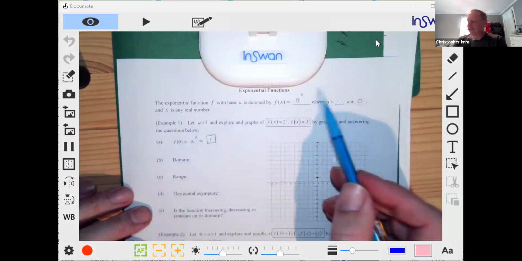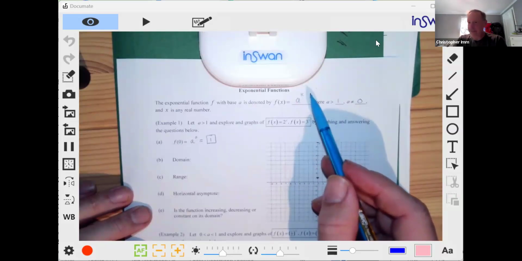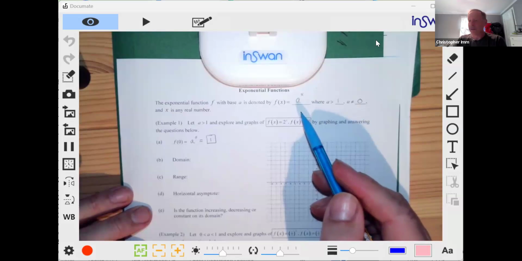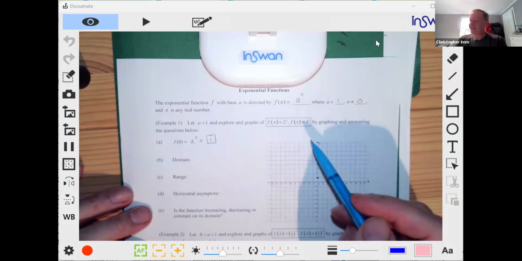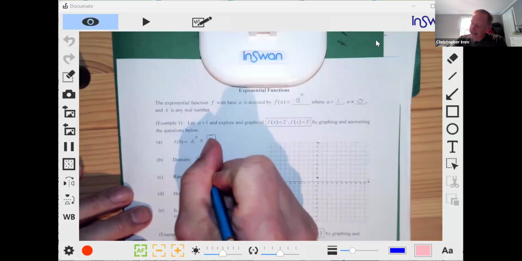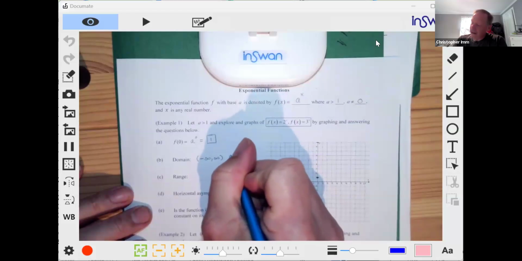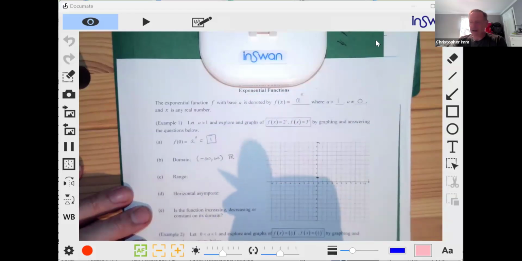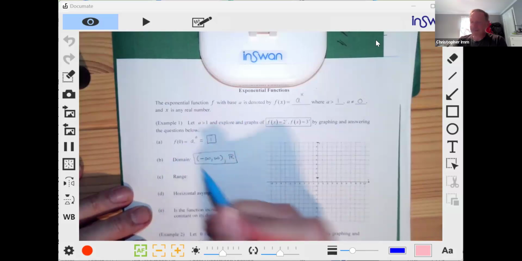What can I not plug into this function? So can I take a number to any power? What about a negative power? If I take a number to a negative power, that just flips the fraction, right? It takes the reciprocal. So it turns out that I can actually plug in anything into this exponential function. So it's going to be all real numbers, or if you like, negative infinity to infinity.